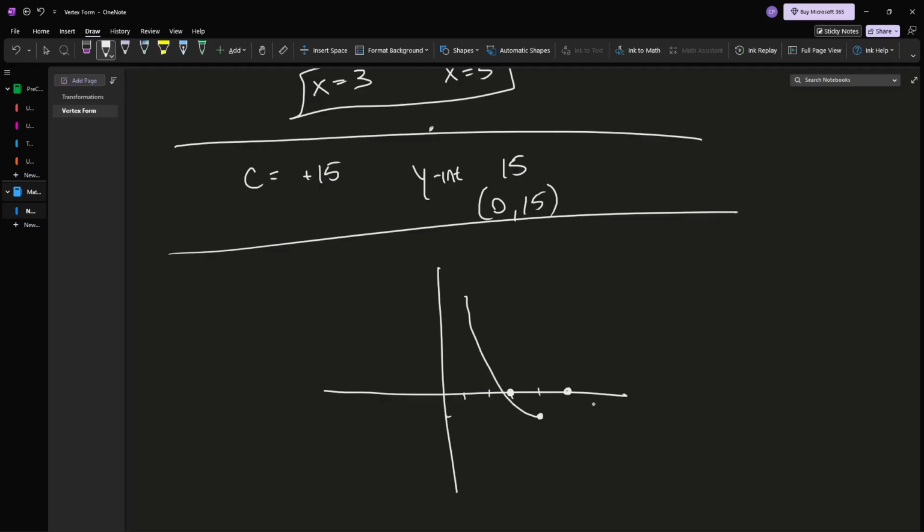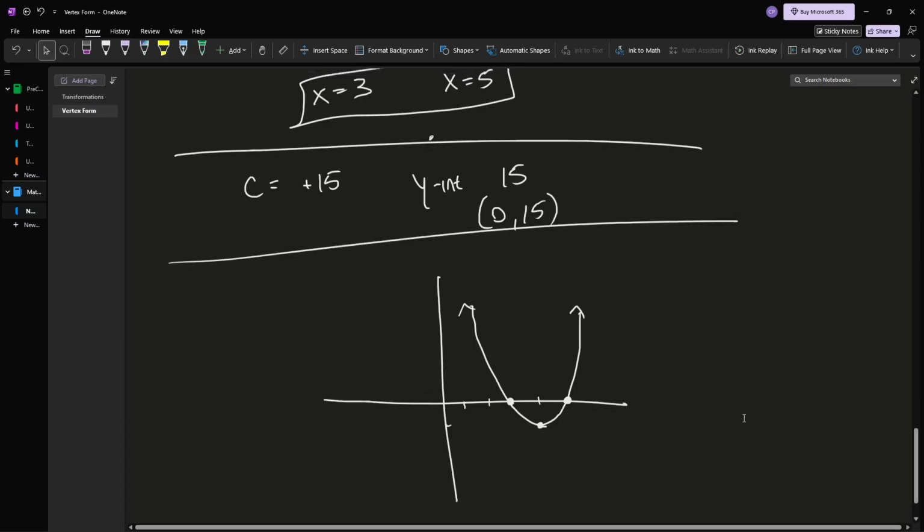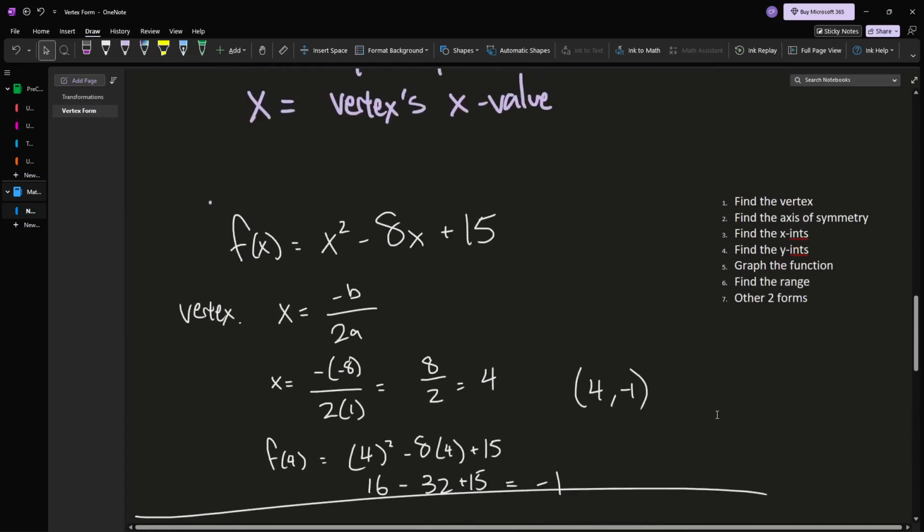Now I can just go and draw my little curve. Mine's a bit wonky, but we have a quadratic with 3 points. Make sure you, actually I can move mine. Make sure you touch all 3 points. There. So there's my graph. You may be asked to label some points, so make sure you label the points if you're asked to.